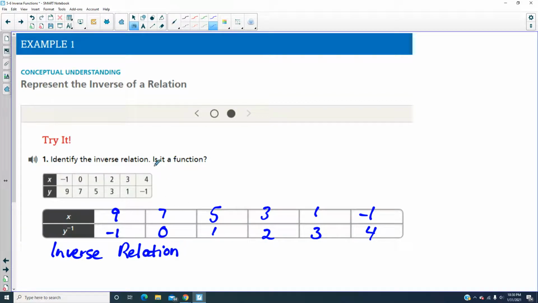And then they ask me, is it a function? So does every input on the inverse have only one output? Let's see, if I put 9 in, I'll only get -1. If I put 7 in, I'll only get 0. If I put 5 in, I'll only get 1. 3 in will only give me an output of 2. 1 as an input only gives me an output of 3. And -1 as an input only gives me an output of 4. So this is not only an inverse relation, we call this an inverse function.